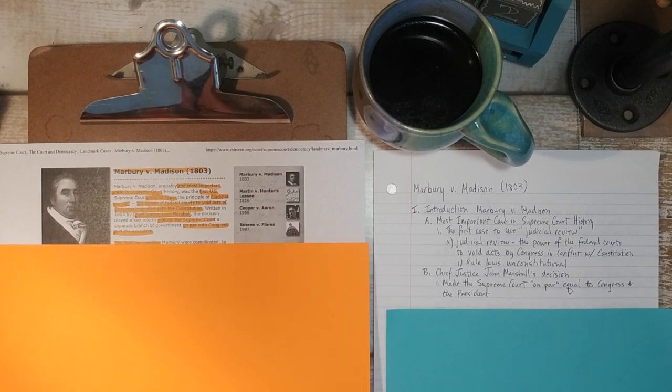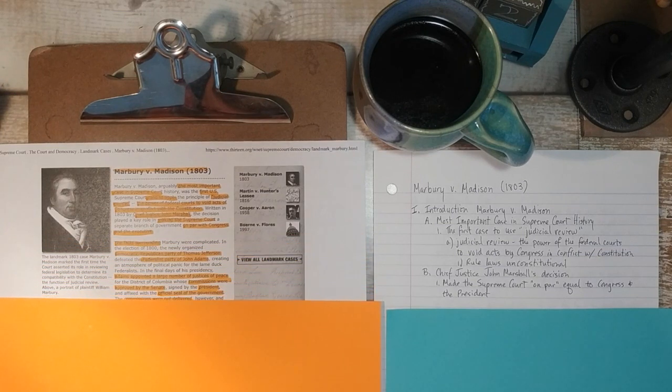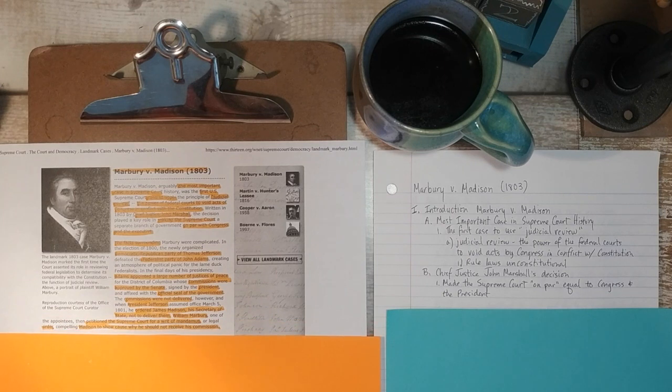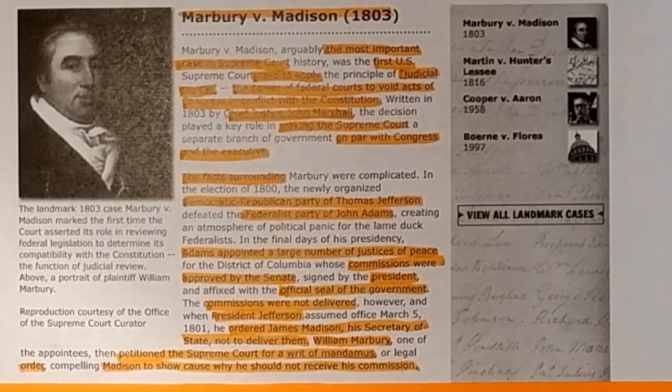Now looking at the next paragraph, here it is. The facts surrounding Marbury were complicated. In the election of 1880, the newly organized Democratic-Republican Party of Thomas Jefferson defeated the Federalist Party of John Adams.